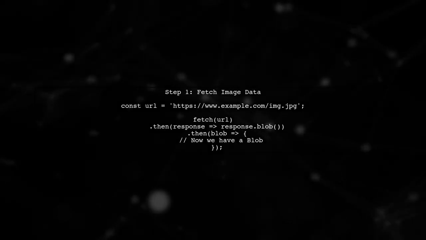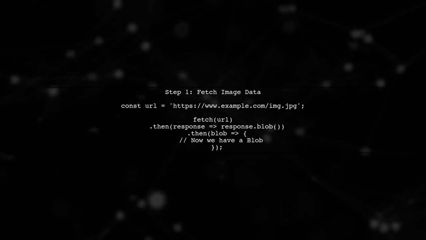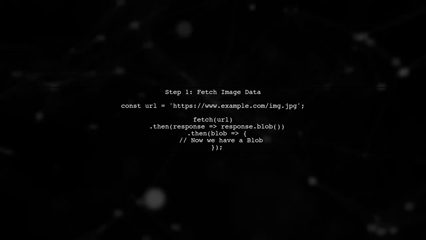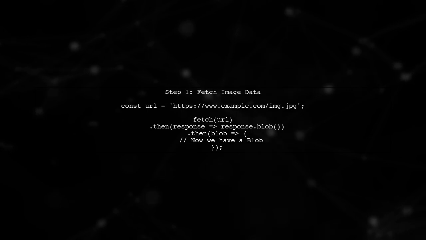Now, let's get started. To upload an image from a URL to Firebase storage, we first need to convert that URL into a file or blob object. Let's start by fetching the image data.